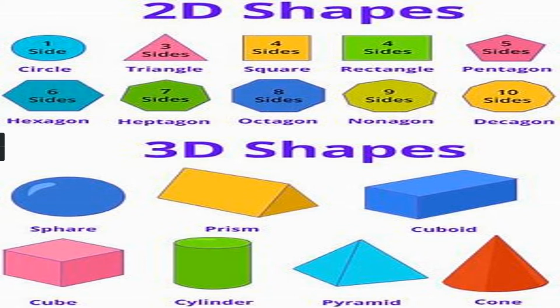Here are some clear examples of 2D shapes and 3D shapes with their number of sides. Circle has one side, triangle has three sides, square has four sides, rectangle has four sides, pentagon has five sides, hexagon has six sides, heptagon has 7 sides, octagon has 8 sides, nonagon has 9 sides, and decagon has 10 sides. This is the sequence. And here are some examples of 3D shapes like prism, cube, cuboid, cylinder, pyramid, cone, etc.